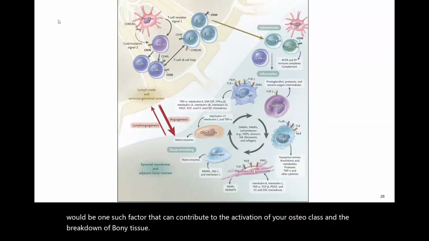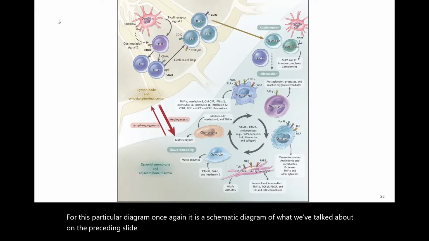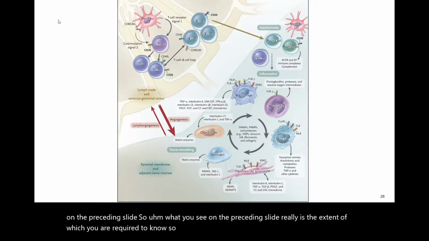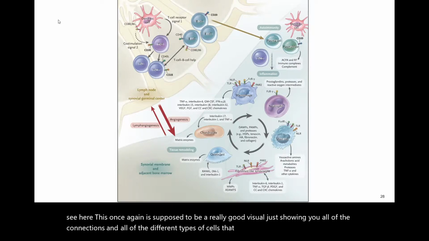For this particular diagram, once again, it is a schematic diagram of what we've talked about on the preceding slide. So what you see on the preceding slide really is the extent of which you are required to know. So don't worry necessarily about the intricate detail that you see here. This, once again, is supposed to be a really good visual, just showing you all of the connections and all of the different types of cells that may be involved in rheumatoid arthritis.